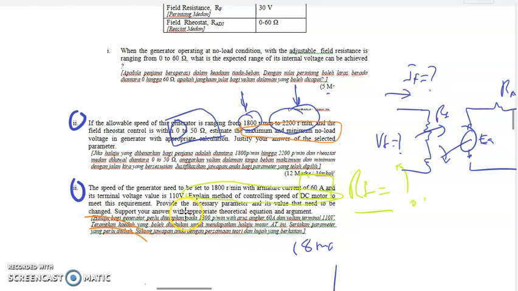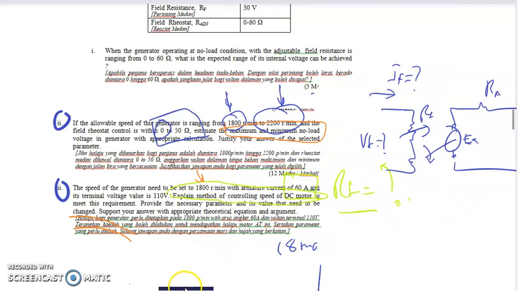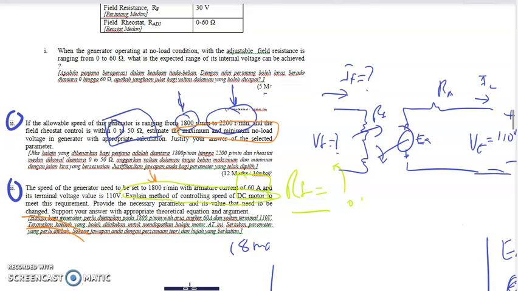Okay, for question number 2 just now. Now we have the speed which has been set to 1800 RPM. You can see here the speed has been set to this point. It means that we are assuming a scenario whereby current flows into the circuit, so you have the circuit here, 60 ampere flows from the generator towards our terminal voltage at 110 volt.